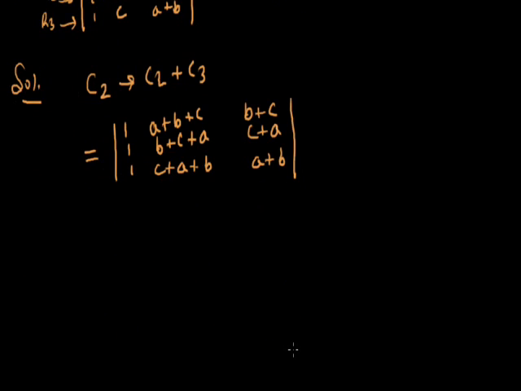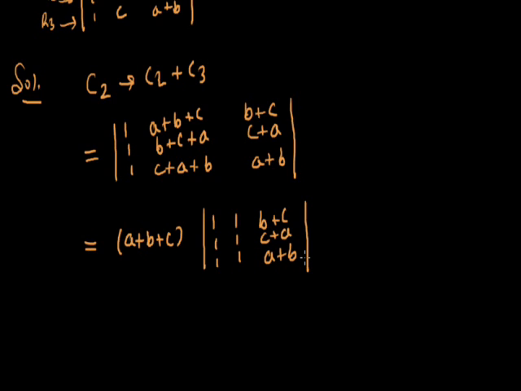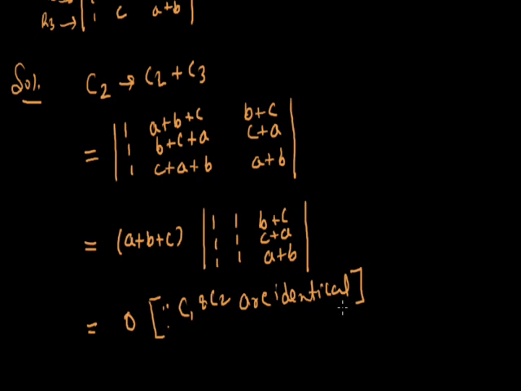Now taking out common A plus B plus C, this will be equal to A plus B plus C times determinant 1 1 1, 1 1 1, B plus C, C plus A, A plus B. Now the value of this determinant will be equal to 0 because column 1 and column 2 are identical.